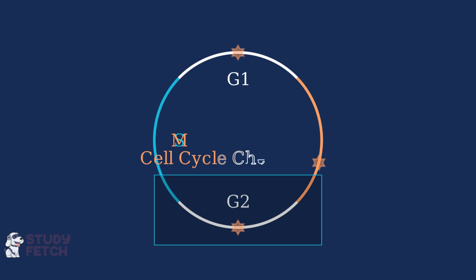The transition between phases is controlled by checkpoints that ensure conditions are optimal for division. The G1/S checkpoint ensures the cell has grown large enough and has undamaged DNA before proceeding to DNA synthesis. The G2/M checkpoint confirms that DNA replication is complete and accurate before allowing the cell to enter mitosis. The metaphase checkpoint verifies that all chromosomes are properly attached to the spindle and aligned before cell division proceeds.